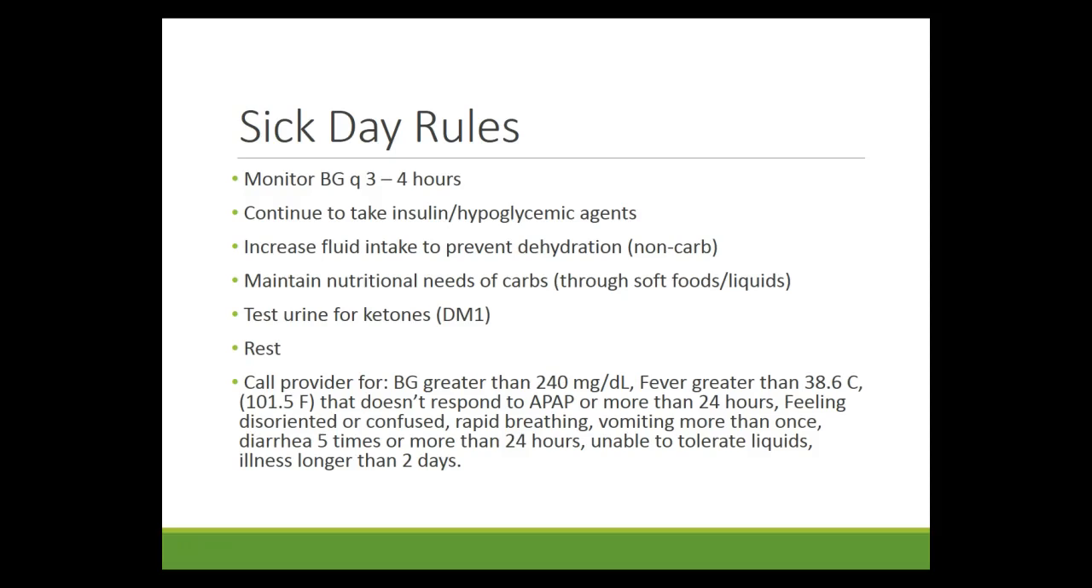Okay. Increase fluids to prevent dehydration. Maintain nutritional needs through soft foods and liquids. Test the urine for ketones for your type 1s. Rest. Know the parameters of when to call a provider. A blood sugar greater than 240, a fever greater than 101.5 that doesn't respond to Tylenol for more than 24 hours, or if things are kind of changing, vomiting increases, diarrhea increases, just because we don't want things to go in a couple different directions with the patient, whether DKA or HHNS.